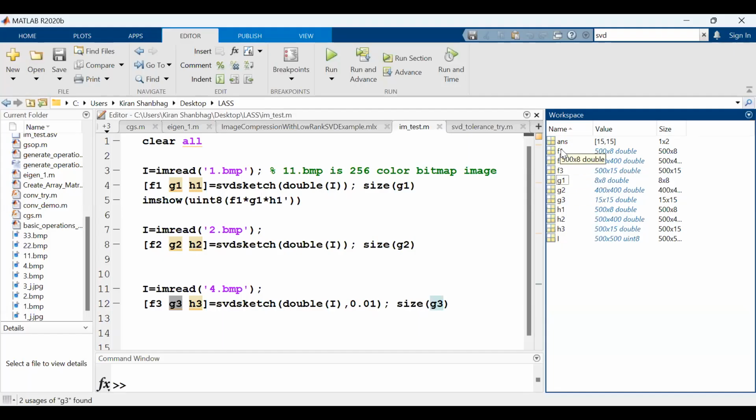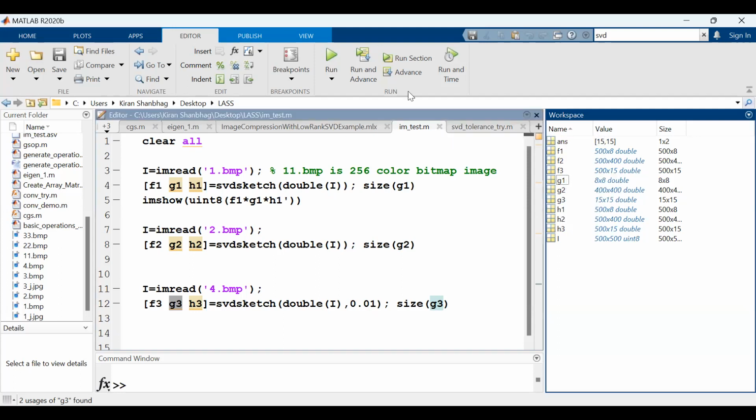If I take F1 multiplied with G1 multiplied by H1 transpose, I get the same 500 cross 500. If I take F2 multiplied by G2 multiplied by H2 transpose, still I get 500 cross 500.